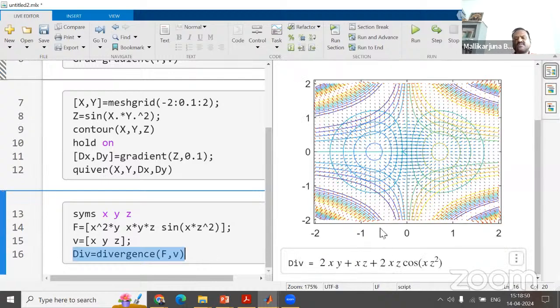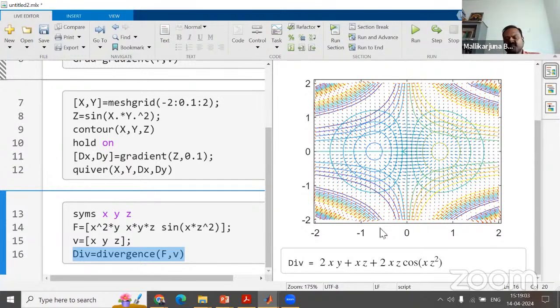Now we know the divergence is a scalar product that will give the scalar value. That is why it is giving a scalar function. Like this.